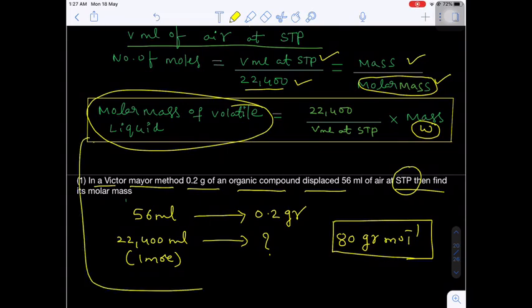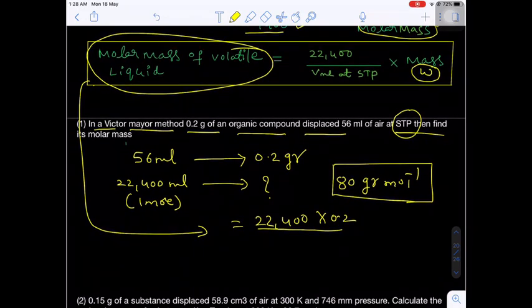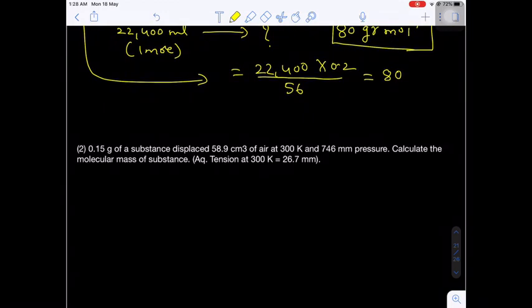So by using this formula also we can calculate 22,400 into mass of the sample divided by the STP condition volume given to you, 56. Again you will get the same answer, that is 80. Okay.